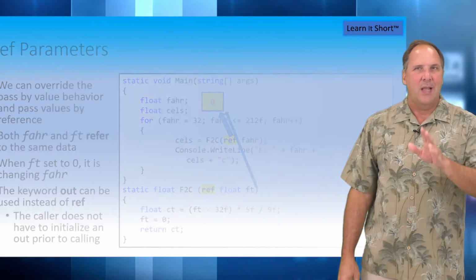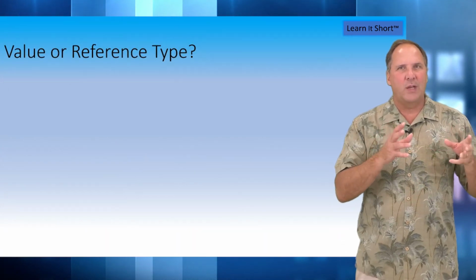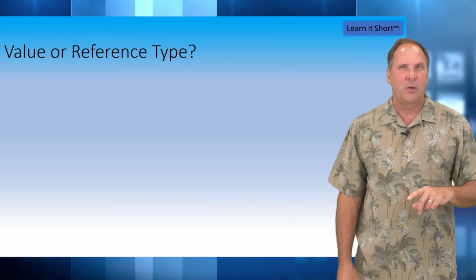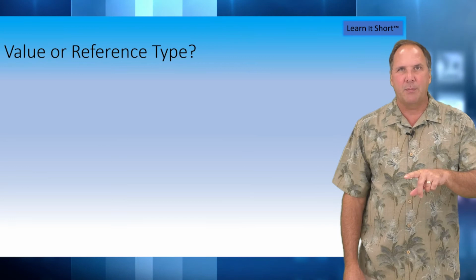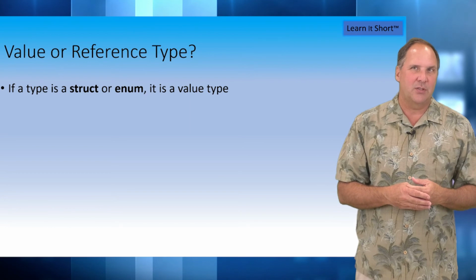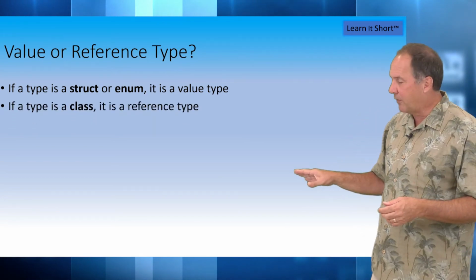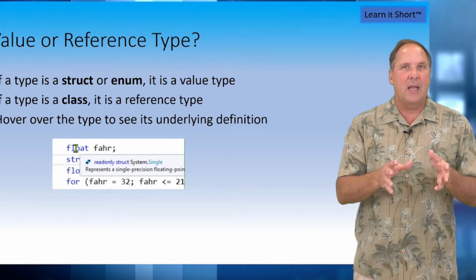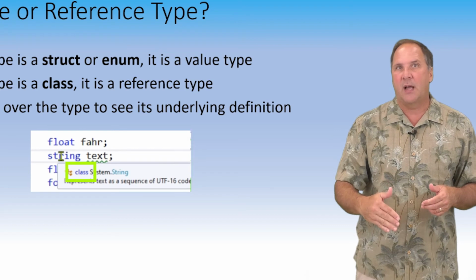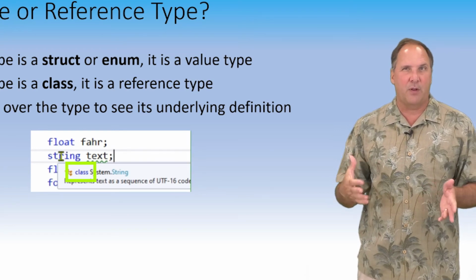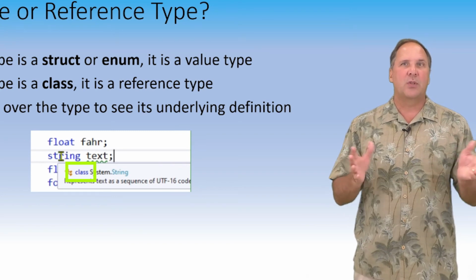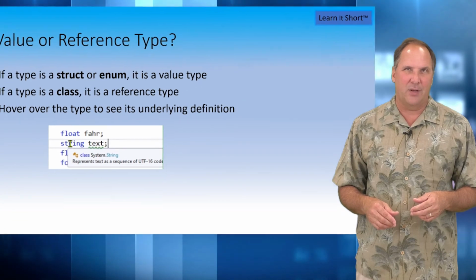All right, how do I know what is a reference type versus what is a value type? Well, it's easy to know if a type is a value or a reference type. Struct or enum is a value type, and class is a reference type. Just hover over the type, like we're doing here, and the Visual Studio pop-up, the tooltip, will tell you what the underlying .NET definition is. As you can see, float is a struct Single, and string is a class. We'll see lots more of this stuff in later lessons.